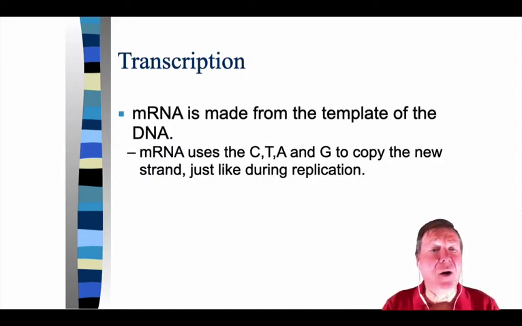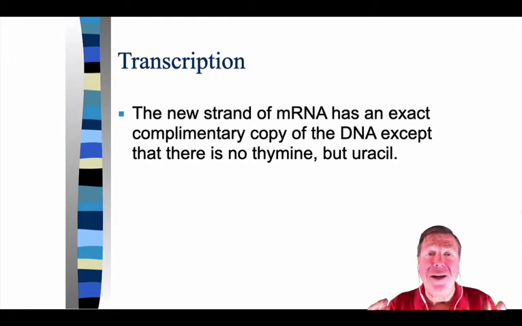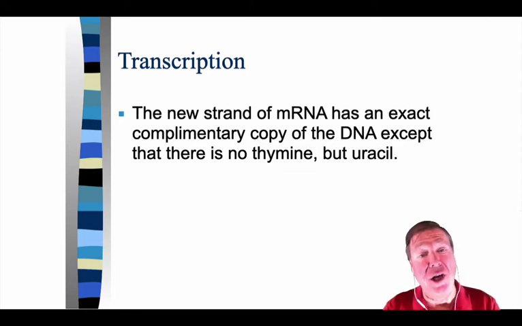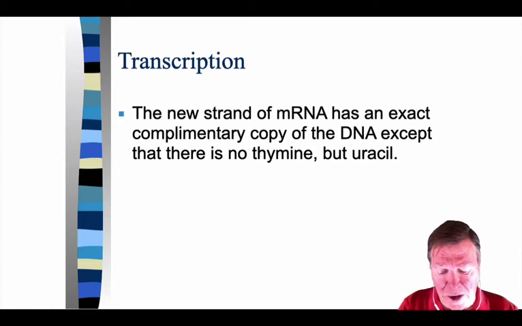All right, messenger RNA, just like DNA replication, is made from a template of that DNA. Messenger RNA uses the C's and the T's, the A's and the G's in DNA to copy itself to make RNA. Except there's no thymine. There's uracil. So instead of A, T, G, and C, it's A, U, G, and C. You need to remember that. Again, a great test question.